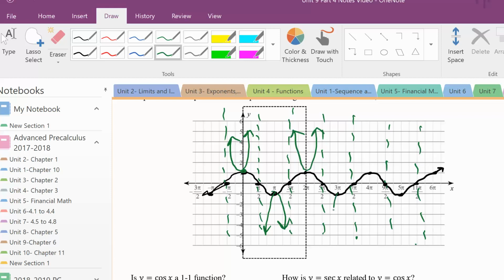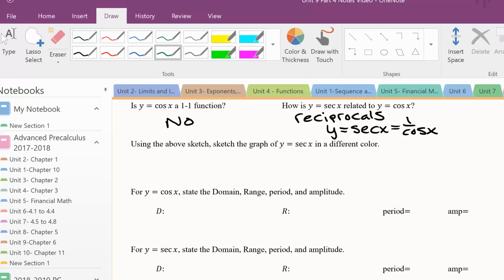You have your parabolas that originate from the bottom and top points. This one goes like that. This one goes like that. All right. So there's the secant, and notice domain of the cosine, negative infinity to infinity.